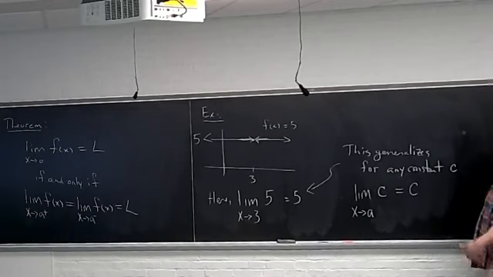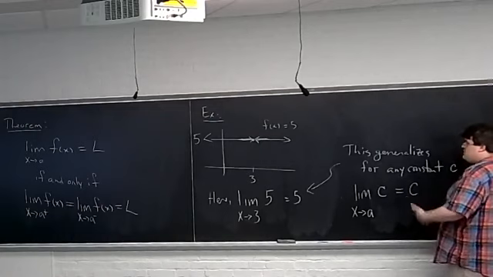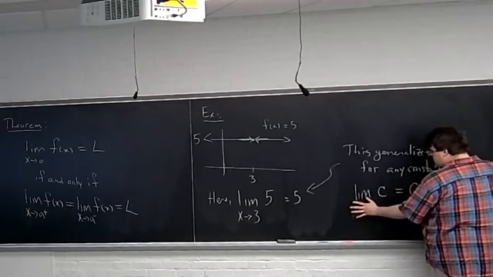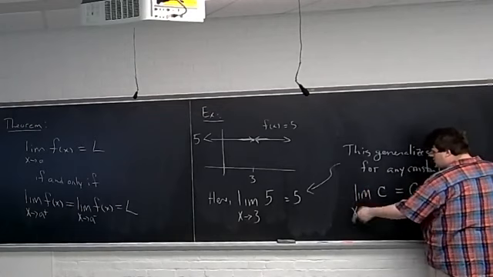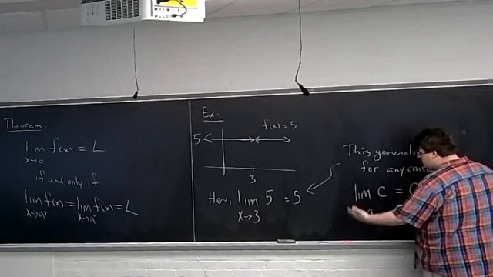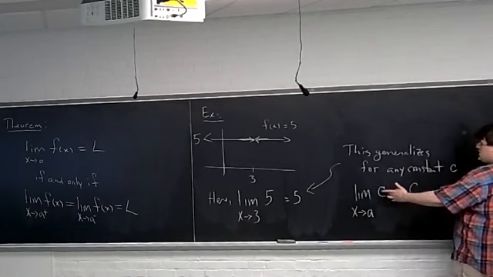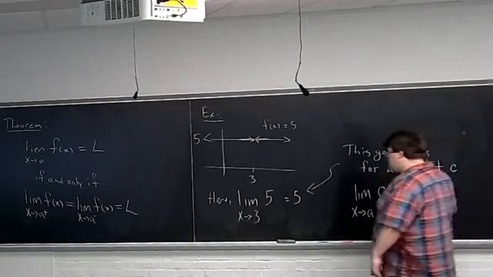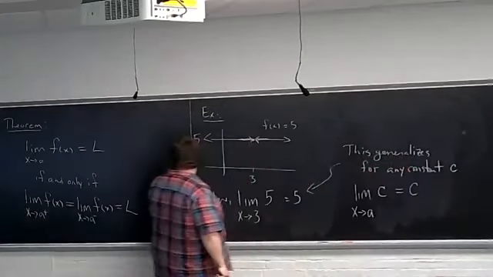Well, first algebraic result. And one way of looking at this without even looking at the graph is by asking, well, how does c change as x approaches a? Well, c, in fact, doesn't change as x approaches a. And because of that, the limit would be c.